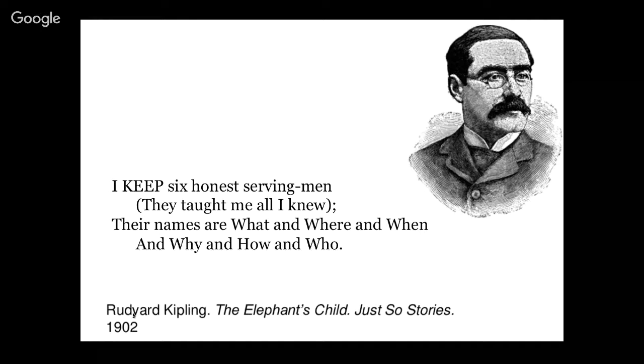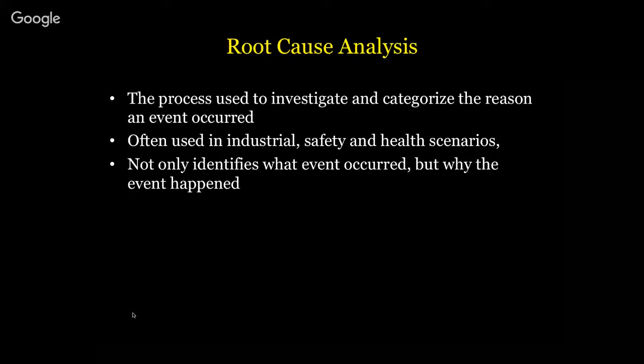And this has been termed the Kipling checklist. And the Kipling checklist is a list of standard questions that are asked during what's called root cause analysis. And root cause analysis is the process used to investigate and categorize the reason an event occurred. This methodology is often used in industrial safety and health scenarios. And the important factor is that the root cause analysis not only identifies what event occurred, but also why it happened.